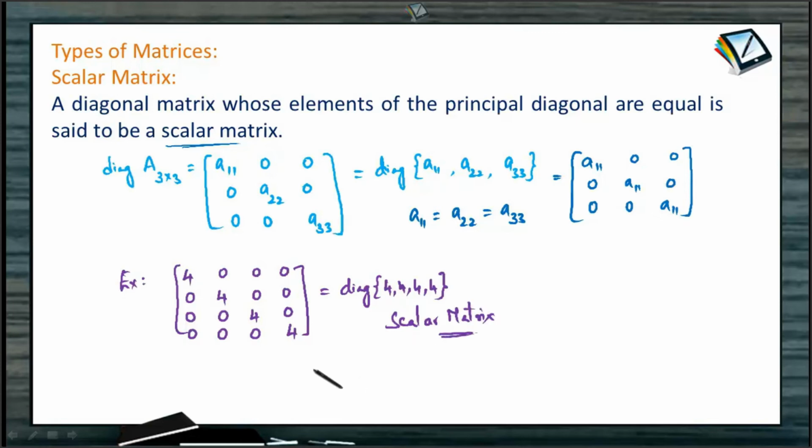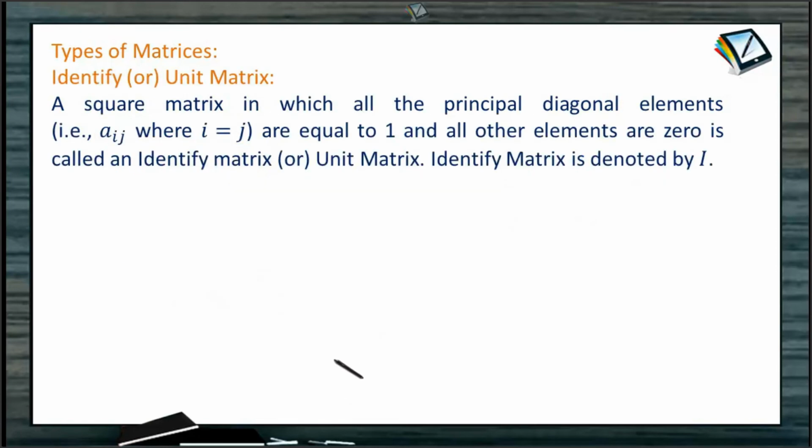Now what happens in a particular case of a scalar matrix where all the diagonal elements are 1? Yes, a square matrix in which all the principal diagonal elements are equal to 1 and the remaining elements are zeros is called an identity matrix or unit matrix. So when we are writing an identity matrix of order 3 by 3, how will the entries be? Only the principal diagonal elements would be 1, and other than the elements in the principal diagonal, all other elements are zeros. Then such a matrix is called an identity matrix, right?